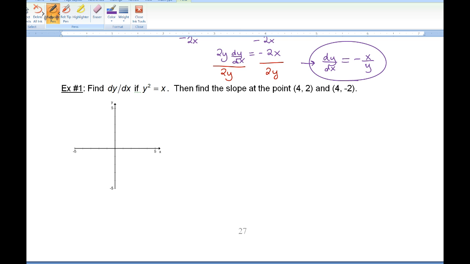Okay, let's look at this one. dy dx, if y squared equals x. What does y squared equals x look like? It's a parabola, but it's not up and down, it's sideways. This starts at 0. Right, so kind of. That's root of x.